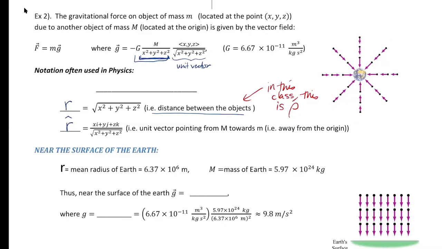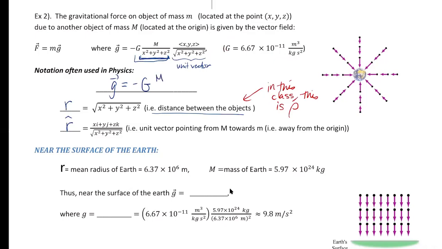Now in physics, you're going to see them using the notation, let's rewrite it here, that G, your gravitational force, or excuse me, your gravitational field here is going to be negative. Okay, this capital G is a known constant. This is the universal gravitational constant, and it's given by this here. And then capital M is going to be the mass of the object.